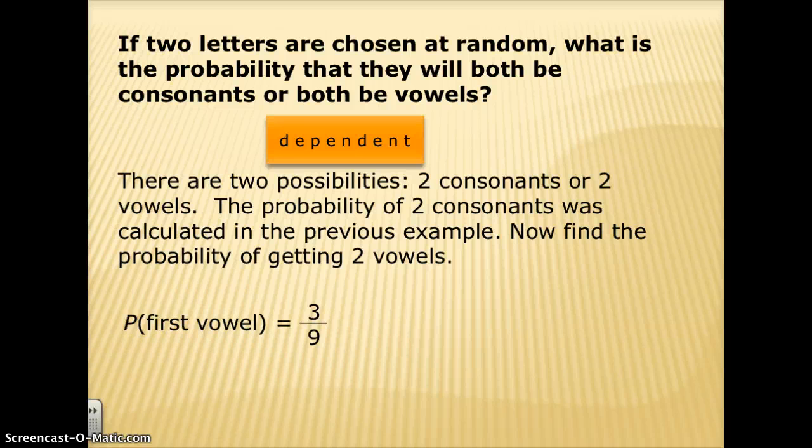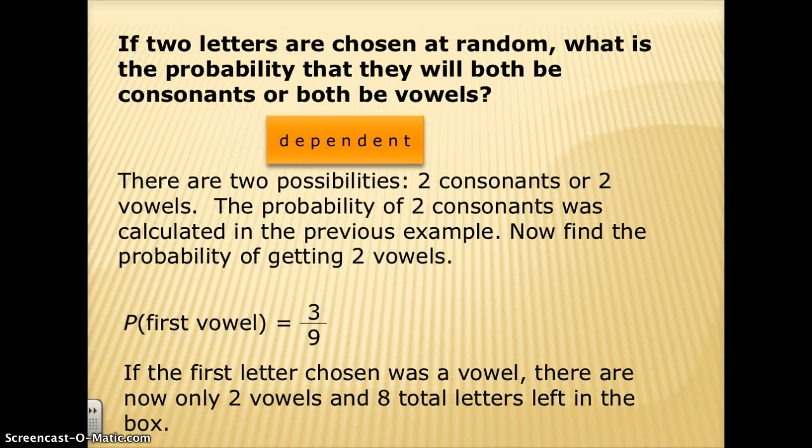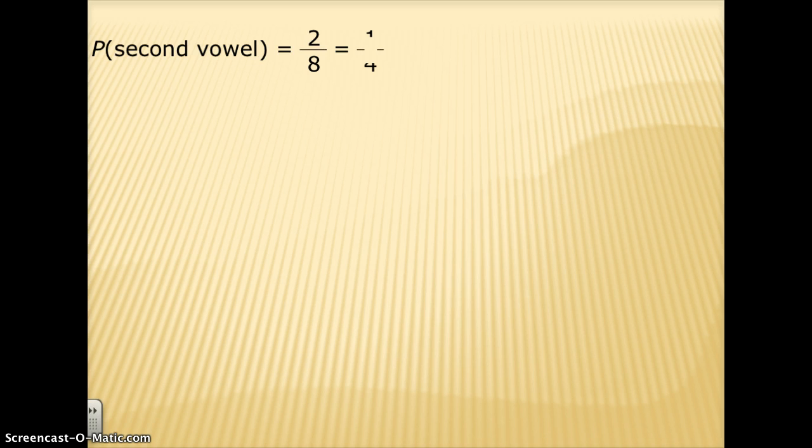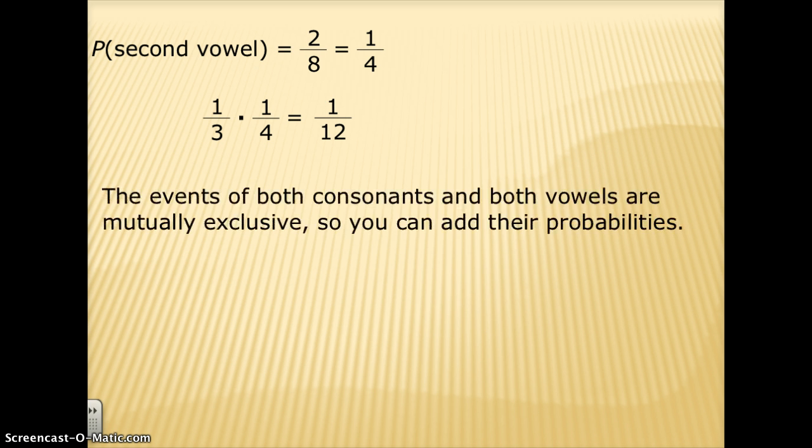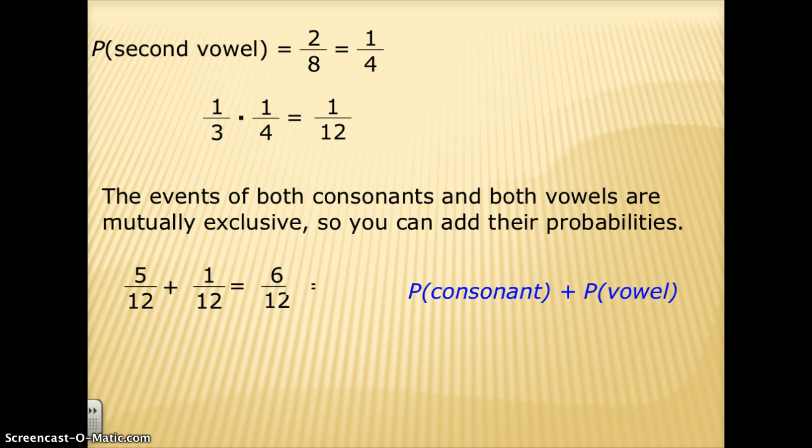Probability of the first vowel would be 3 out of 9. E, E, E. There are 3 vowels out of 9 letters. So if we chose a vowel, there are now only 2 vowels left and 8 total letters left. So for our second vowel, it's 2 out of 8 or 1/4. We multiply those together and get 1/12. So we're happy with this outcome, or we're happy with the outcome that we had previous of 2 consonants. So we add the 2 events together. When it's an or, we add them together. When it's an and, we multiply. So we would be happy with the outcome 1/2 of the time.